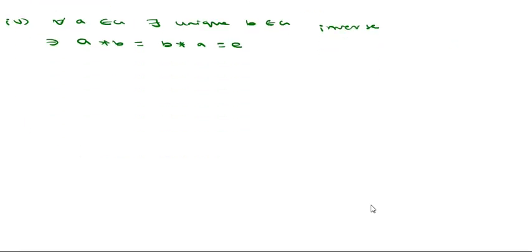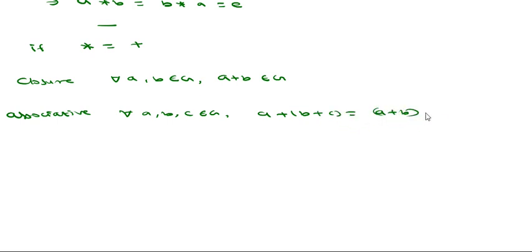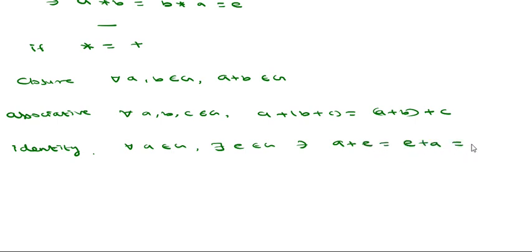Now suppose the operation star is plus. Then the conditions to be satisfied are: closure property, for every A, B in G, A plus B should be in G; associative, for every A, B, C in G, (A plus B) plus C equals A plus (B plus C); and identity, for every A in G, there exists E in G such that A plus E equals E plus A equals A. Here we can equate any two.